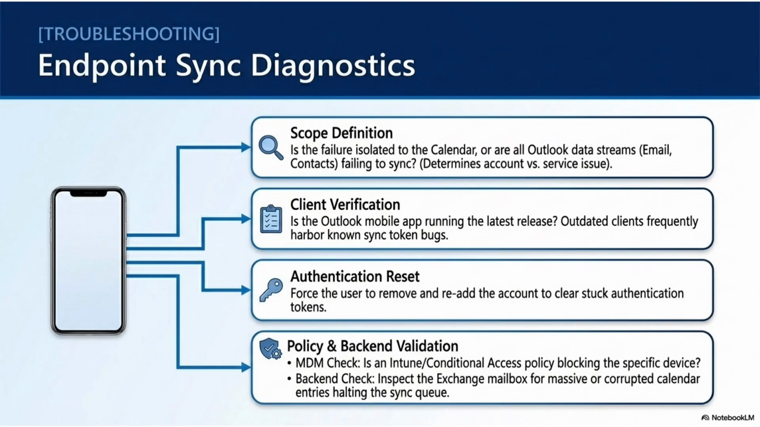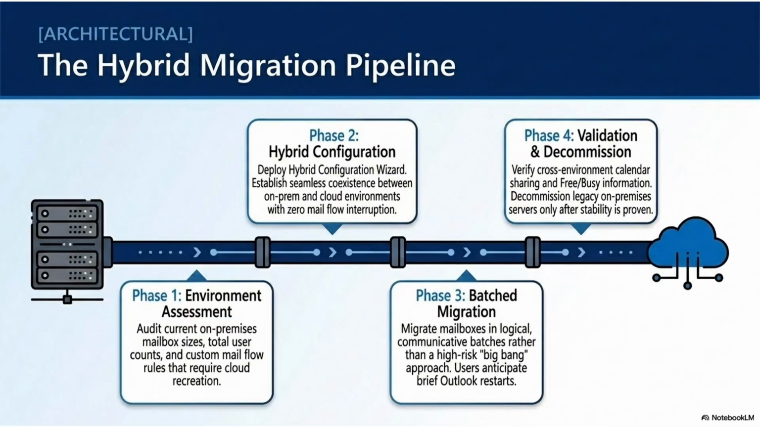Finally, policy and backend validation. On the policy side, check if an Intune or conditional access policy is blocking that specific device. On the backend side, inspect the Exchange mailbox for massive or corrupted calendar entries that might be halting the sync queue.